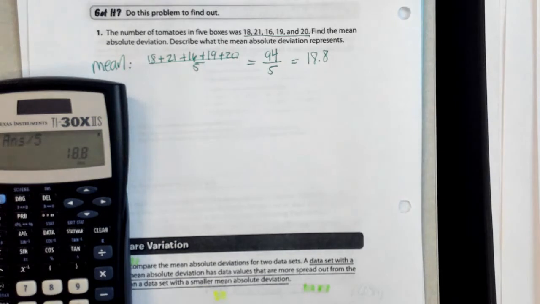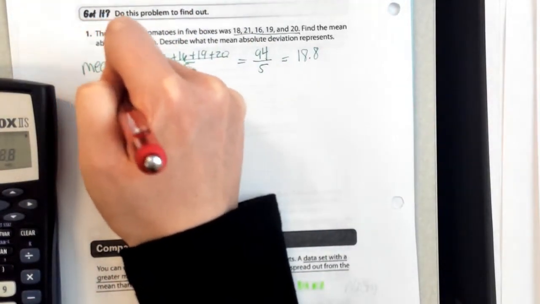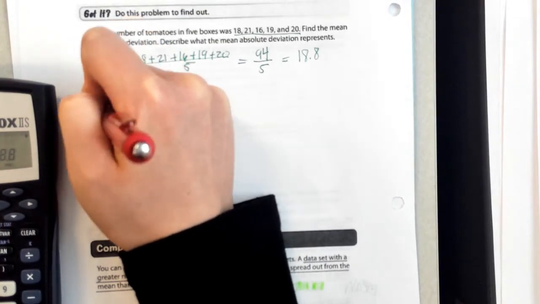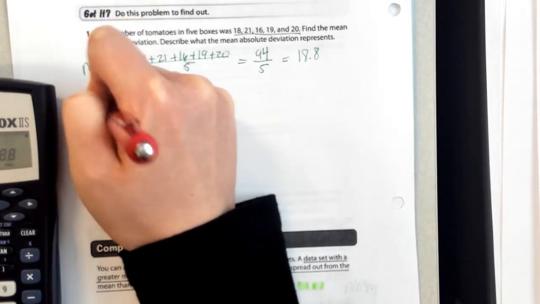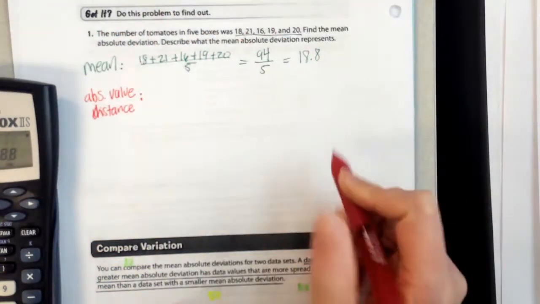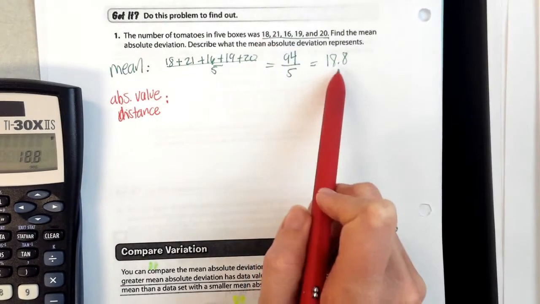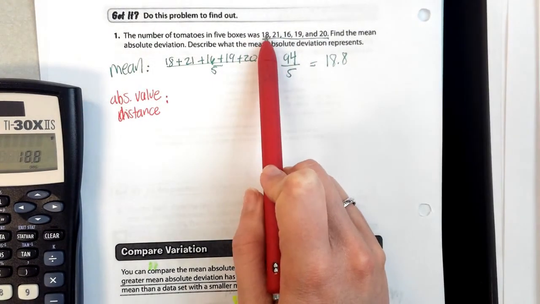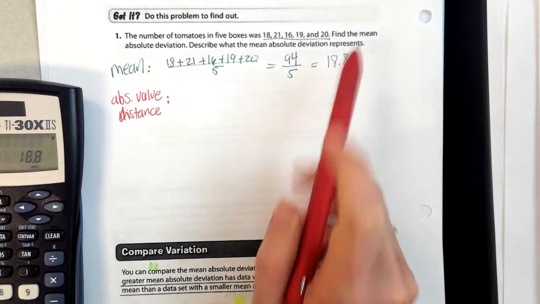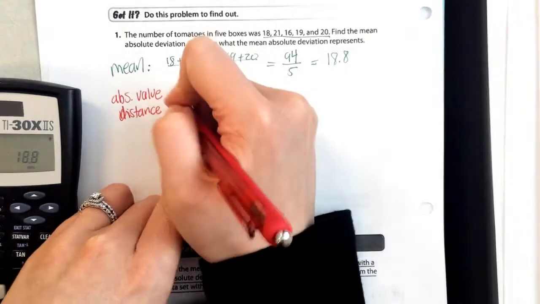The second thing that I need to do is to find my absolute value, which again, remember, that's my distance from the mean. So I take each one of these and I say, okay, how far away is my mean with this point? How far is this from my mean? Well, the first one, it's really easy. 18 and 18.8, that means there's 8/10 in between, or 0.8.